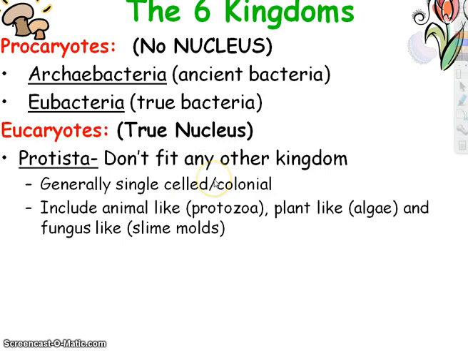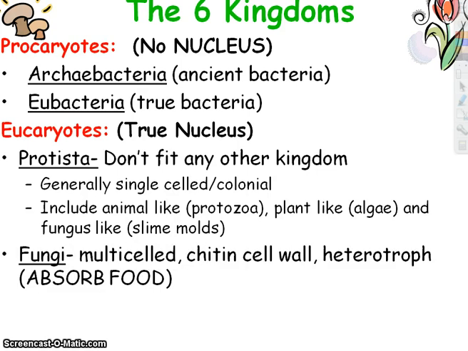But generally, what kind of gets thrown in there are all the things that don't fit in any other kingdom. So generally, they have one cell, or maybe they're colonial, meaning they have a bunch of cells that live together, but they're not necessarily interdependent on each other. So it's a little different than a multicellular organism where cells have lost their ability to live on their own. Animal-like ones are called protozoa, like your amoeba, paramecium, those pond organisms. The plant-like ones are called algae, like chlorophyta is green algae. And then the fungus-like ones are called slime molds. So they kind of just get thrown in there because they don't quite fit any other kingdom.